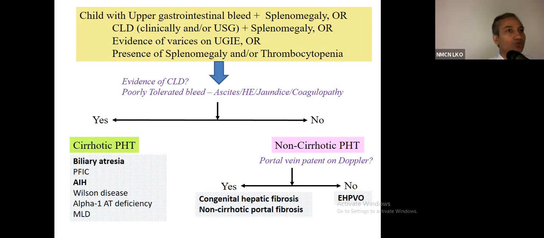Then we should go for ultrasound Doppler for portal vein patency. If there is cavernoma, then it is EHPVO. And if there is no cavernoma, then possibly we are dealing with non-cirrhotic portal fibrosis or CHF.